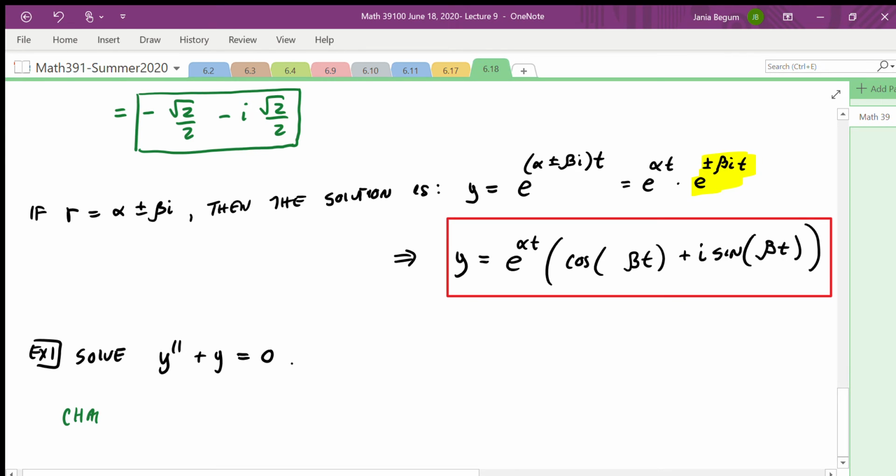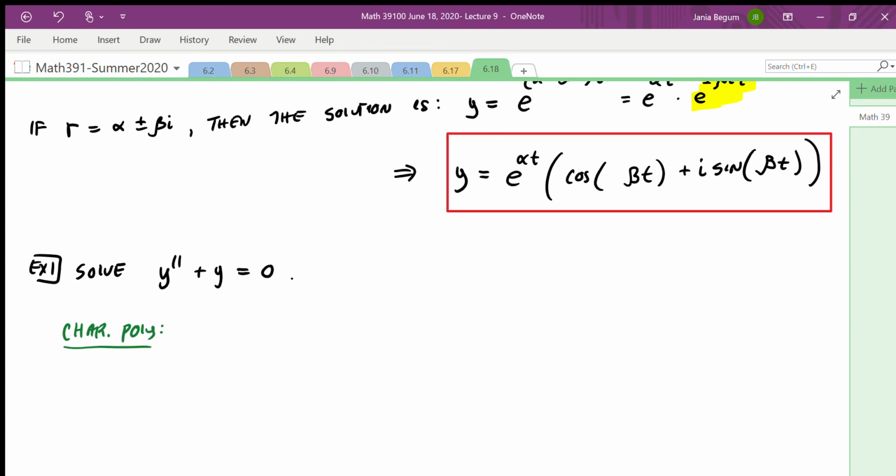So our characteristic polynomial of this is going to be what? So someone tell me the characteristic polynomial. Carolyn, can you tell me the characteristic polynomial for this? r squared plus 1, yes. Thank you. So this would be r squared plus 1 equals 0, right?